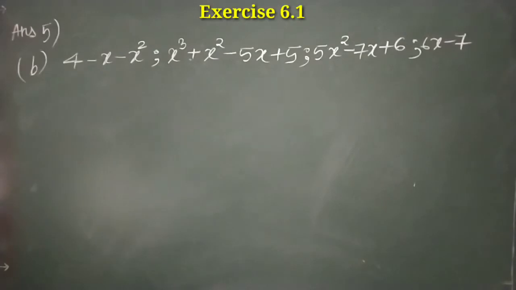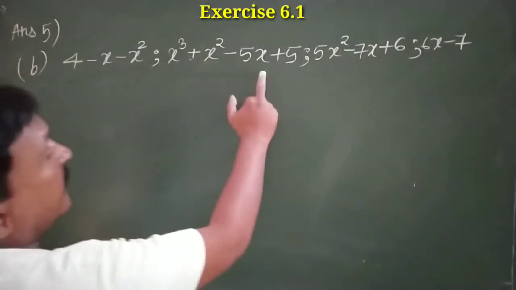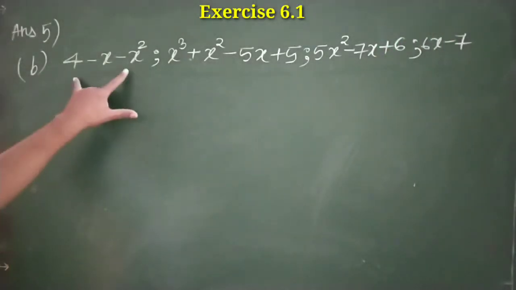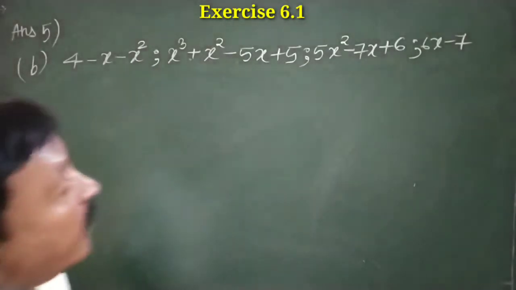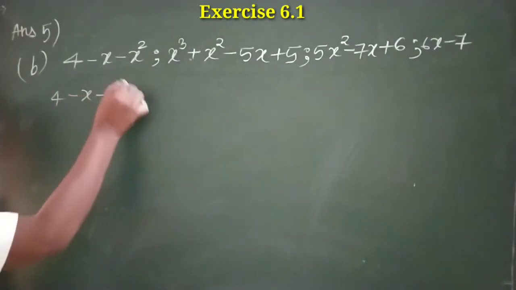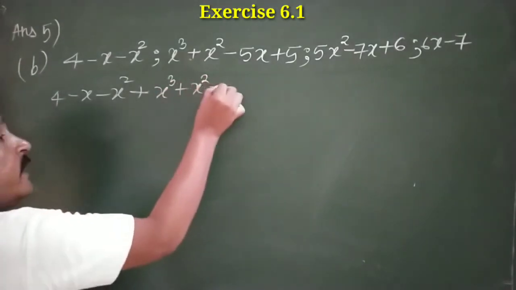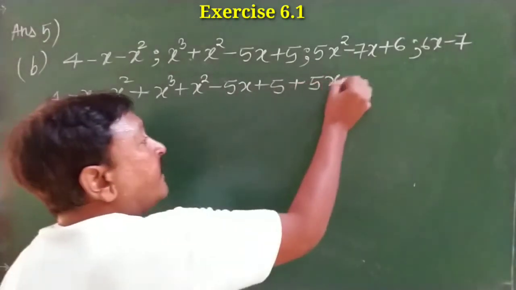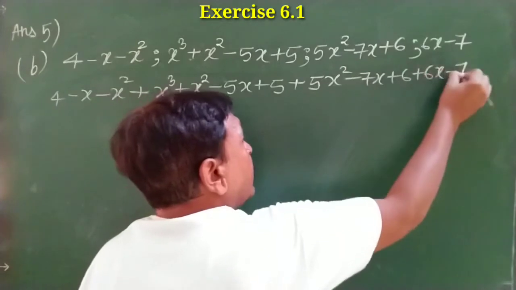Okay students, now see question number 5 part B. This is the first expression, this is second, this is third, and this is fourth, and we have to add all of these. Okay, so 4 minus x square plus x cube, plus x square minus 5x plus 5, plus 5x square minus 7x plus 6, plus 6x minus 7.